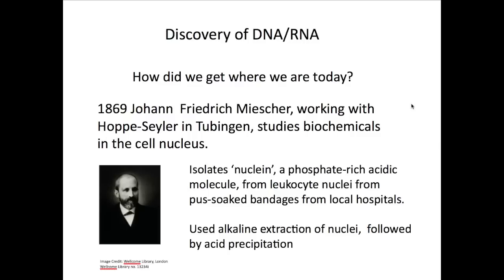And one person who made a lot of contributions in this area was Johann Friedrich Miescher, who was working with the famous chemist Hoppe-Seyler in Tübingen in Germany. And he took it upon himself to study the biochemicals that were present in the cell nucleus. Now this was at a time where microscopes had been around for a while. There was understanding that the cell has this separate compartment, the nucleus. But what exactly was in there and what its function was, was fairly unclear at that point.